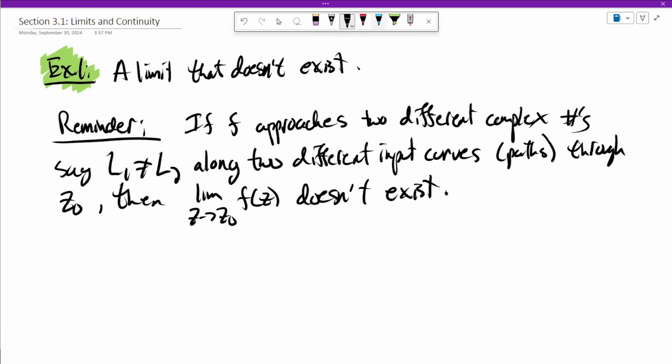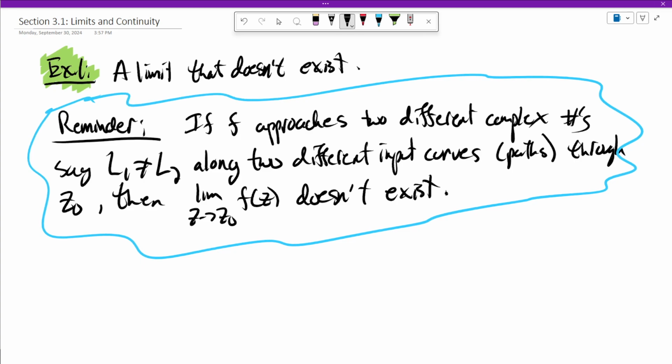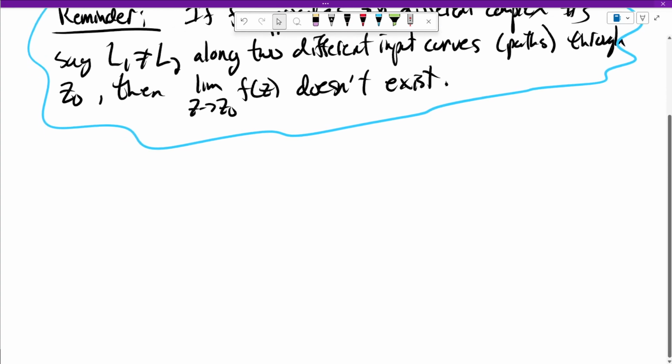So just a quick reminder that we have our approach paths in complex land, and that's how you show that a limit doesn't exist. So we're going to use that. We're going to look at a certain function. We're going to look at the function z over z bar, and we're going to look at the limit as z goes to 0.